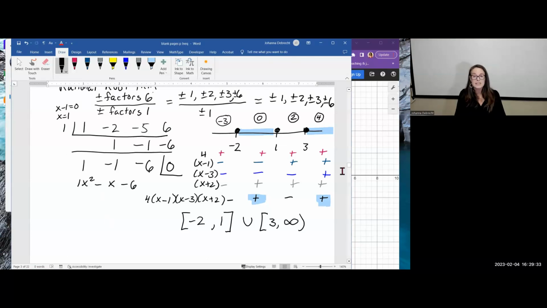I hope this makes sense to you and that you're understanding better how to solve these polynomial inequalities. Now, there are a couple of other cases that I want to consider. So let me see if I can create these two cases for you, and then we'll look at these special cases.